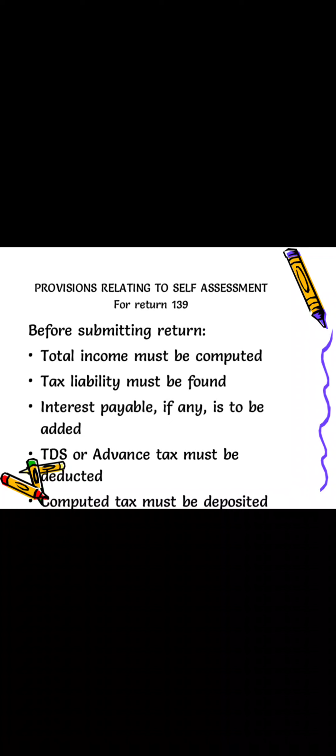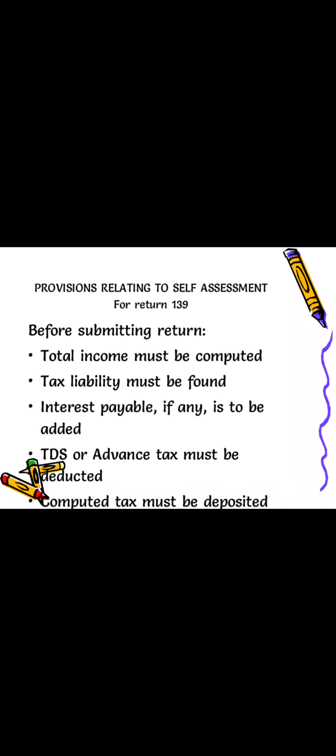After getting gross total income, the deductions under sections 80C to 80U should be allowed, whichever are available to the particular assessee. After that, the income is called total income or taxable income. So that is the first step before submitting the return: we should calculate the total income.